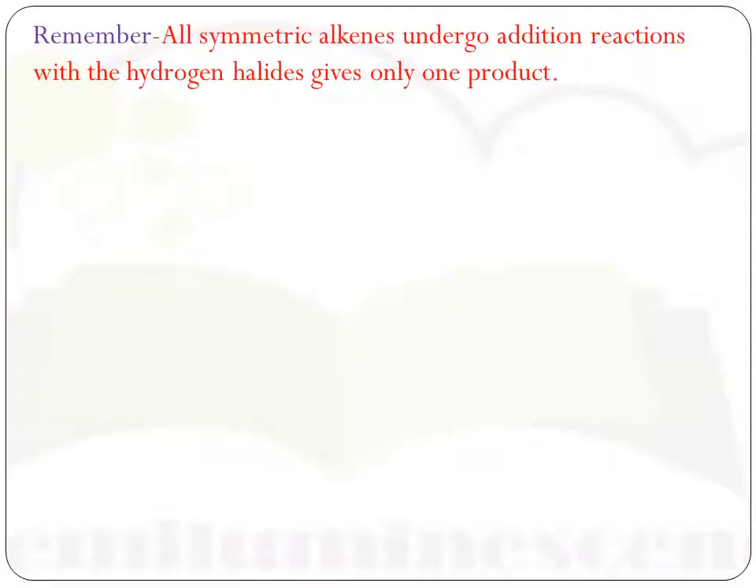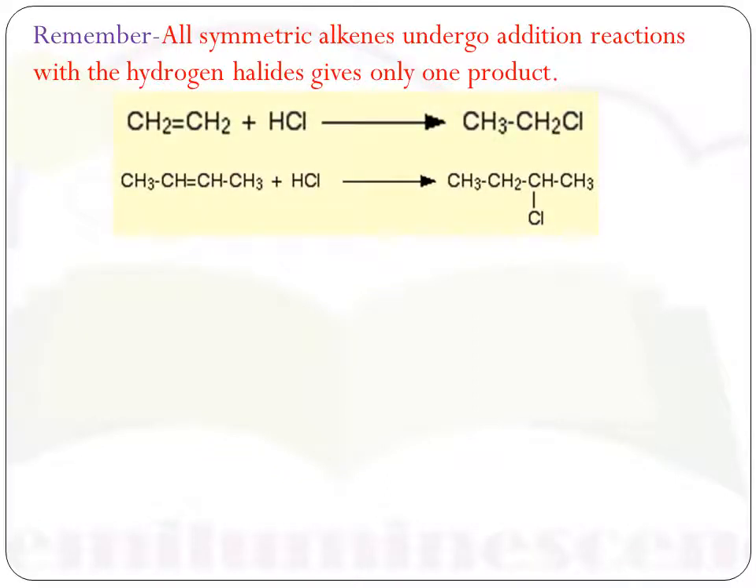Before explaining the mechanism of the reaction, remember all symmetric alkenes undergo addition reaction and form only one product, while the addition reaction of unsymmetric alkene forms two products. Hence, this rule is useful for asymmetric alkenes and not for symmetric alkenes. These are the reactions of symmetric alkene. You can see here, this one is a symmetric alkene. The second reactant is also symmetric.